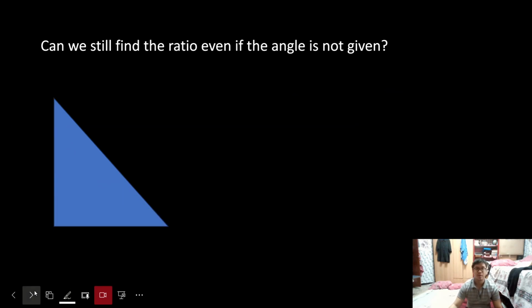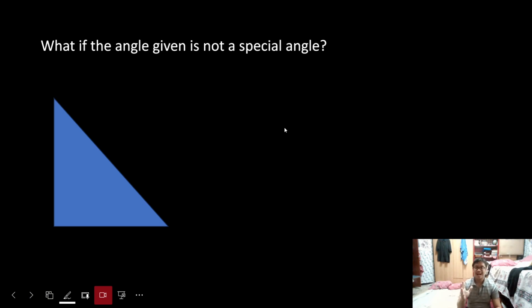Now, next question. What if the angle given is not a special angle? Suppose the angle is located here, and the angle given there is not a special angle. So it's not 0 degrees, 30 degrees, 60 degrees, 45 degrees, and so on. Basically, it's not a special angle. So what are we going to do?